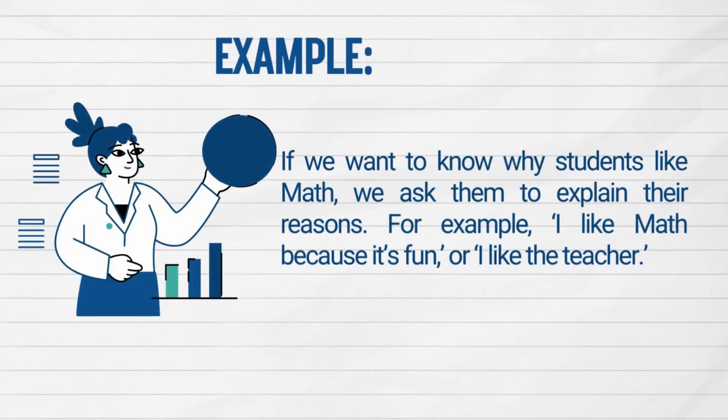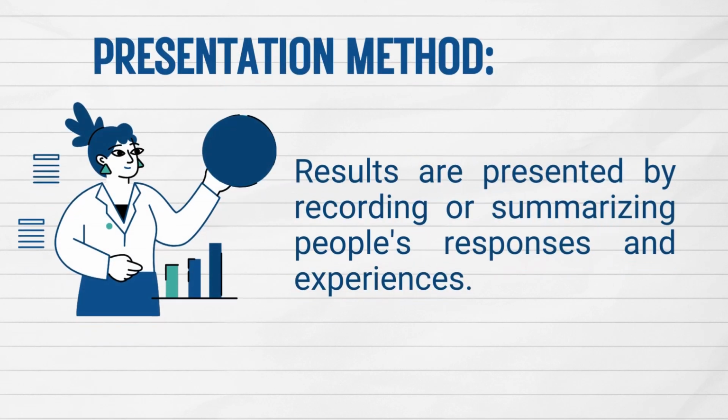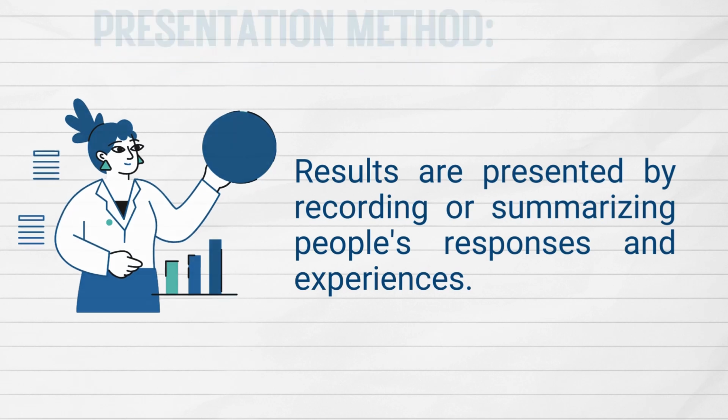Example: if we want to know why students like math, we ask them to explain their reasons. For example, they might say, "I like math because it's fun," or "I like the teacher." That's qualitative research. In qualitative research, results are presented by recording or summarizing people's responses and experiences.